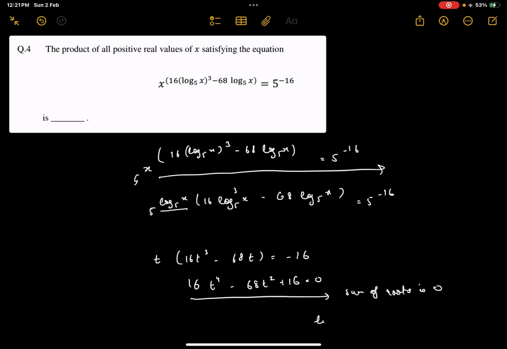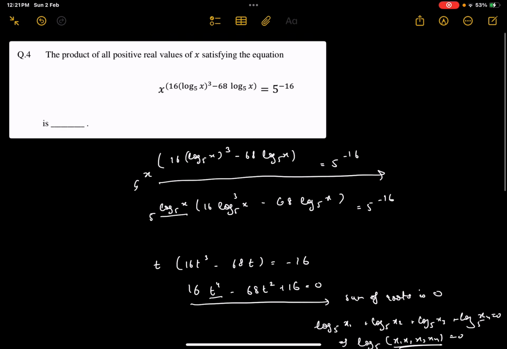We have log base 5 x1 plus ... plus log base 5 x4 equals 0. Because remember here t was log base 5 x. So that gives us log base 5 of x1 x2 x3 x4 equals 0. So the product of all positive real values of x is 1. So the answer is 1.